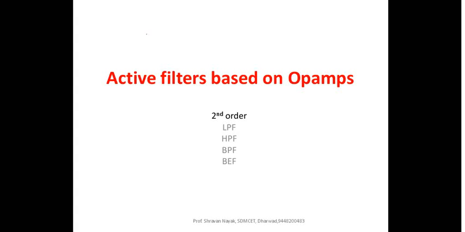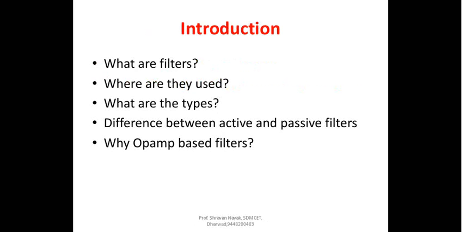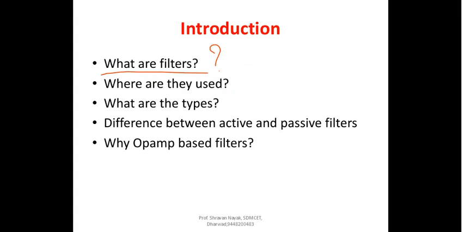Right. Let us see what are the various aspects related to the active filters. First of all, we will have to have the definition, right? What are filters? What do you mean by filters? So the literal meaning of the filters everyone knows, right? To filter something. So electronically speaking, it is basically a frequency selective circuit which is used to allow the signals of only certain frequency to pass through it.